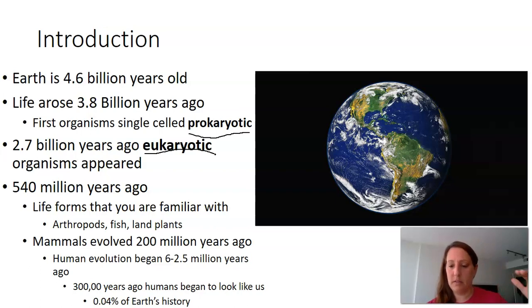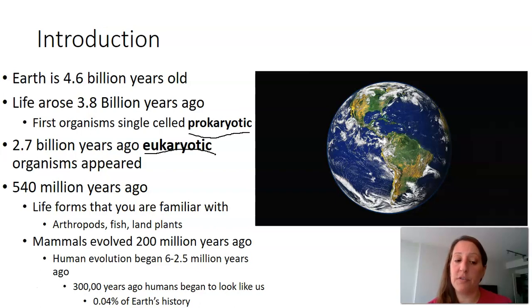So again, the planet arose about 4.6 billion years ago. Life arose on the planet about 3.8 billion years ago. Those first organisms were single-celled prokaryotes. And then eukaryotic organisms evolved on the planet about 2.7 billion years ago, and eukaryotic organisms evolved from prokaryotic organisms. And just so that you know, if we're talking about humans, you or I, our cells are eukaryotic, okay?